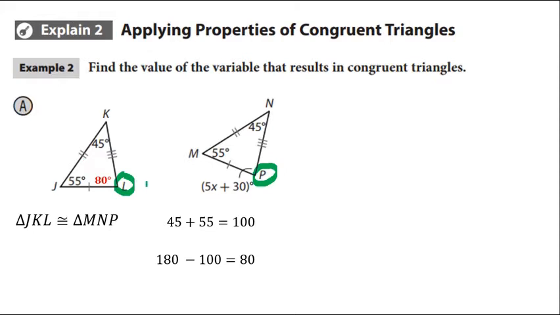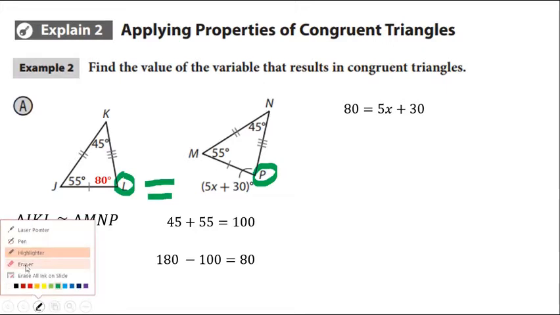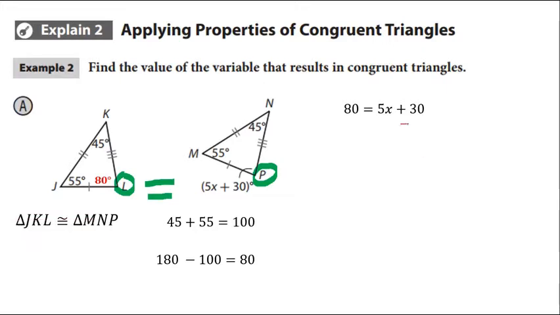So I know that these two angles equal each other, L and P. So I take 80 and set it equal to 5x plus 30. Next I want to solve for x. I'm going to subtract 30 from both sides. 80 minus 30 gives me 50, so I get 50 equals 5x. And I divide by 5, and that gives me 10. So x equals 10 will make the two triangles congruent.